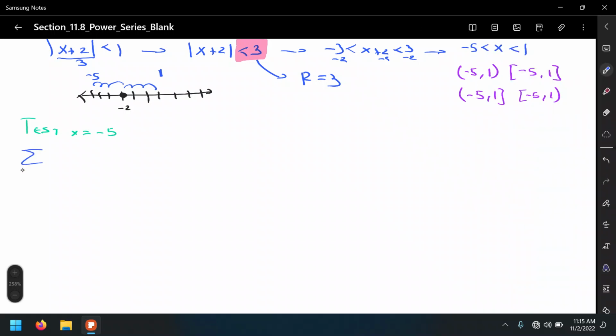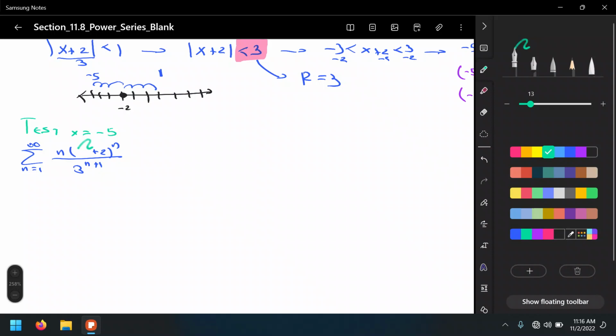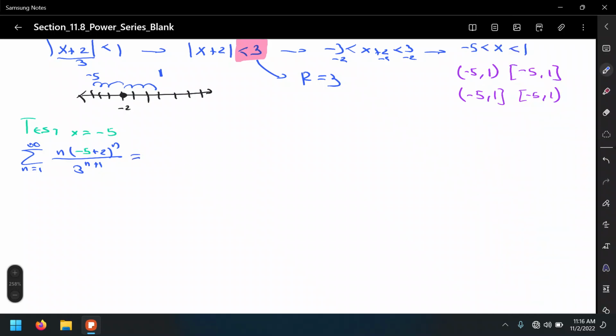Alright, so sigma n equals 1 to infinity of n times (-5 + 2)^n over 3^(n+1). Substitute, replace x with -5. Simplify the series. Now this series will no longer contain x, so it's no longer a power series. It's a series of terms, like an algebraic series like the ones that we did in the previous sections.